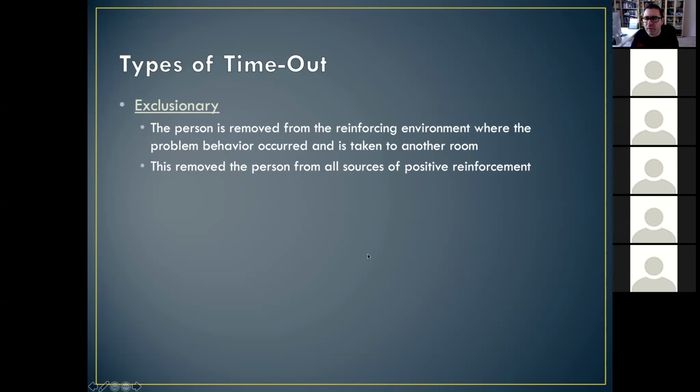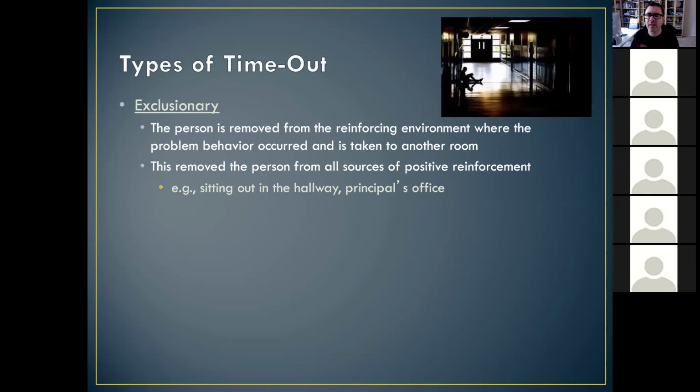So you're removing the person from all sources of positive reinforcement. So again, some of the examples like sitting out in the hallway or the principal's office. Again, most of the exclusionary timeout examples that you find in the book are related to timeout being used in schools. But parents might also do timeout, right? So kid engages in problem behavior. Can anyone think about an exclusionary timeout?